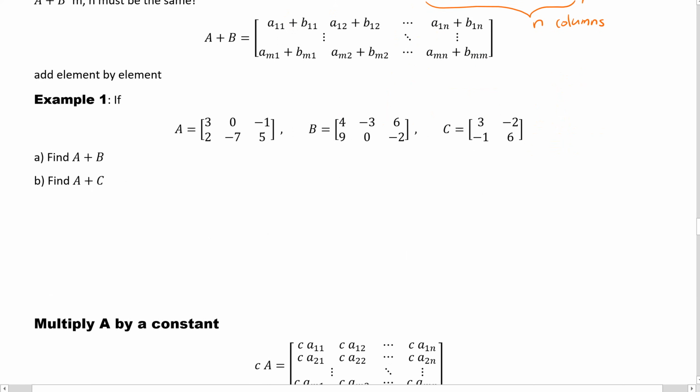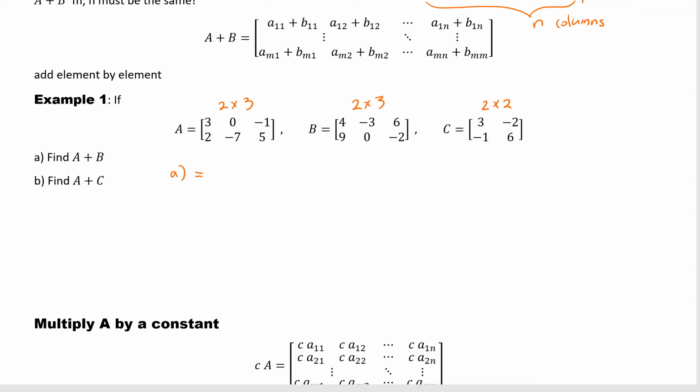What is the size of A? We have 2 rows and 3 columns, so this is a 2 by 3 matrix. How about the size of matrix B? We also have 2 rows and 3 columns. Matrix C, 2 rows and 2 columns. So part a, we want to find A plus B.